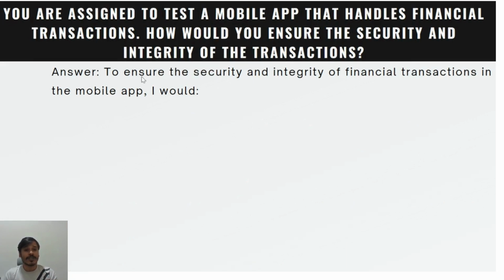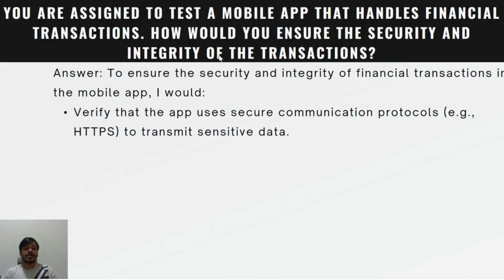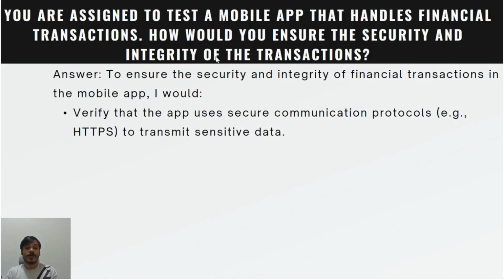Then the second question is, you are assigned to test a mobile app that handles financial transactions. How would you ensure the security and integrity of the transactions? So for this question, some scenarios would be: verify the app uses a secure communication protocol, for example, transmitting sensitive data over HTTPS. As a tester, we should see that all the sensitive information is not passed over HTTP. HTTPS is more secure than HTTP, and we need to take care that the information is passed through HTTPS.